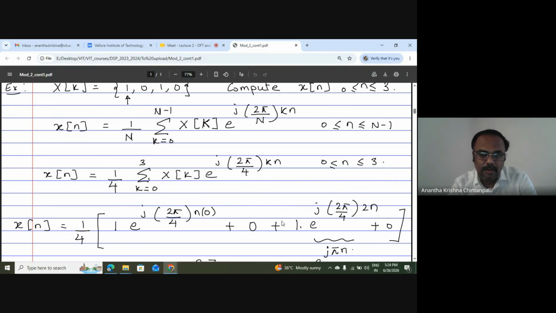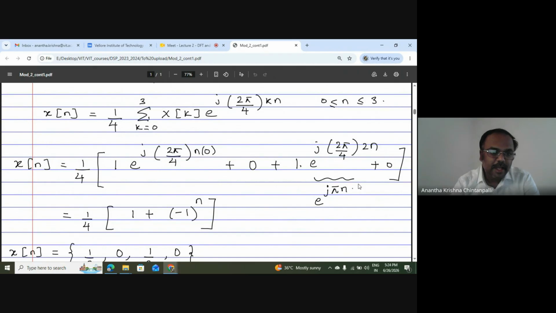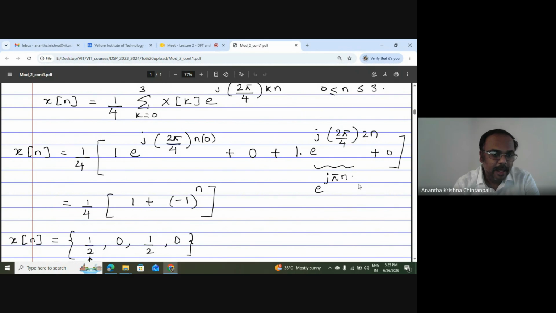K is equal to 2 term is 1, so e to the power of j 2 pi by 4 times 2n, plus 0. Okay, so this term is going to be 1, and this is e to the power of j pi n. As you know, e to the power of j pi is minus 1, so to the power of n would be minus 1 to the power of n. So finally you get 1/4 within bracket 1 plus minus 1 to the power of n. Okay, so now you substitute the values of n, little n goes from 0 to 3.